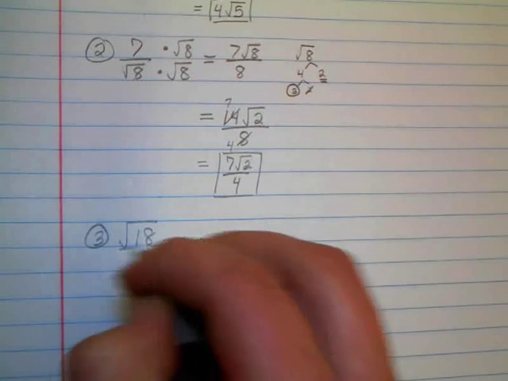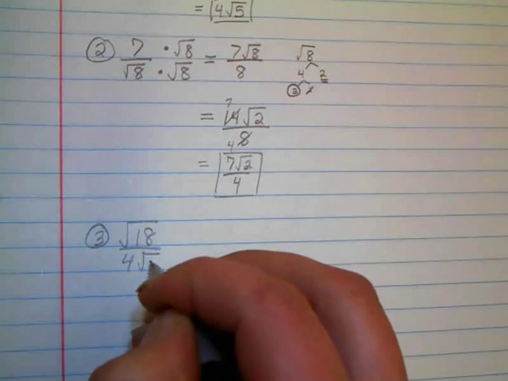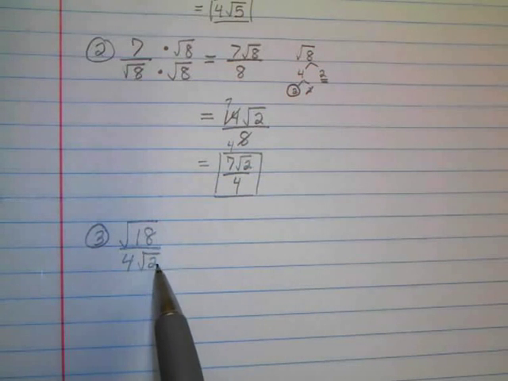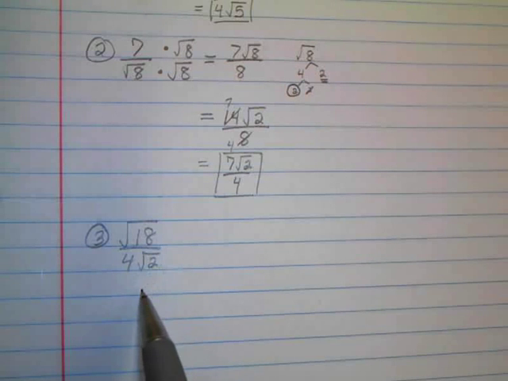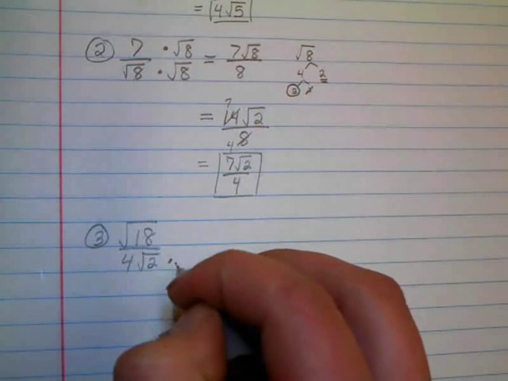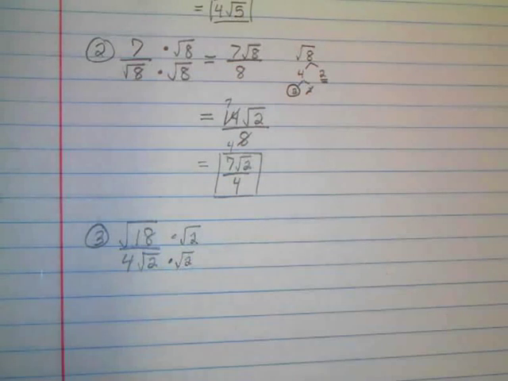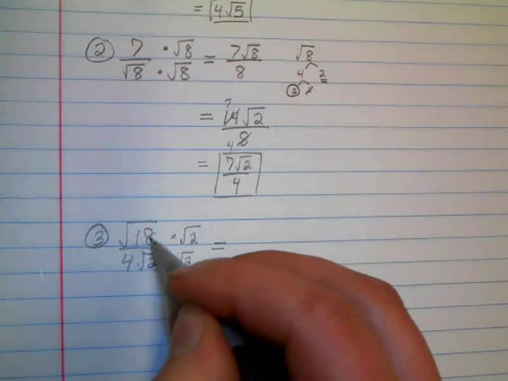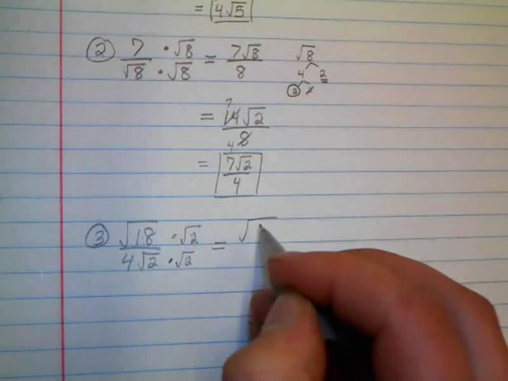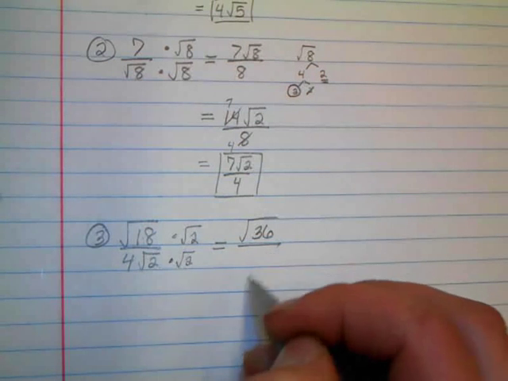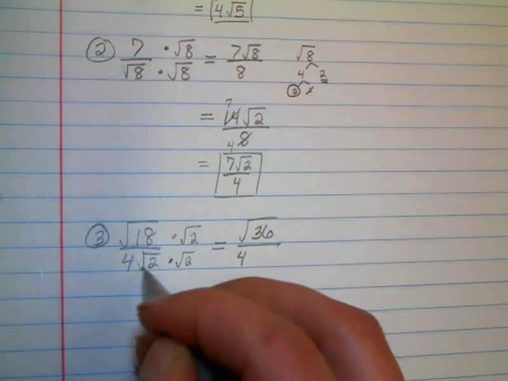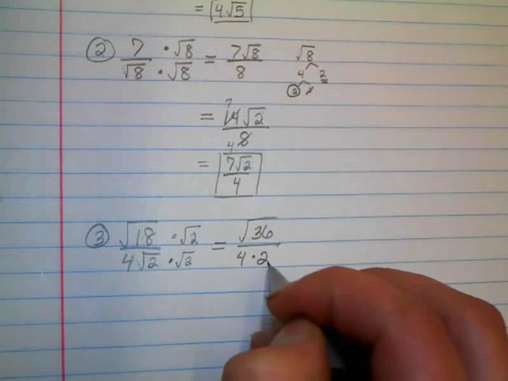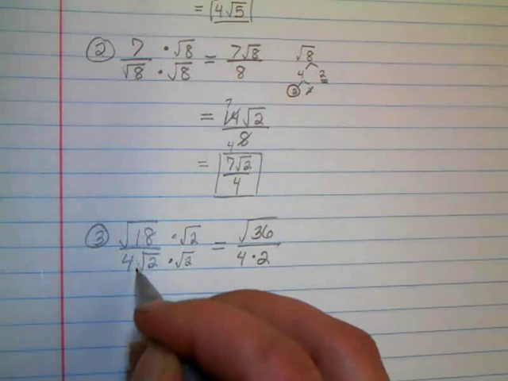How about something spiffy like the square root of 18 over 4 times the square root of 2? Now my goal is to get rid of the square root in the denominator. So I need to get rid of the square root of 2. To do that, I'll multiply the denominator and the numerator by the square root of 2. Now the square root of 18 times the square root of 2, we learned that we can just do the square root of 18 times 2, which is 36. All over, now 4 stays out, square root of 2 times square root of 2 is the square root of 4, which is just 2.